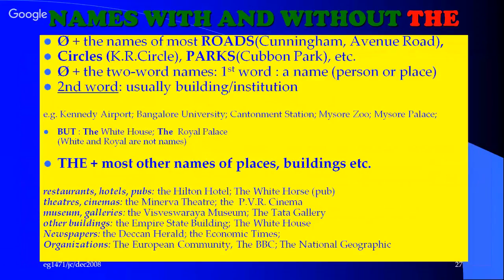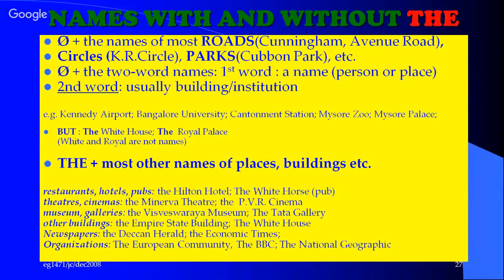Zero article plus names of most roads. Roads, the names of roads like Sheshadri Road, Cunningham Road, Avenue Road. We don't say the Sheshadri Road or the Cunningham Road. Circles, KR Circle. We don't say the KR Circle. Parks, Cubbon Park. We do not again say the Cubbon Park.